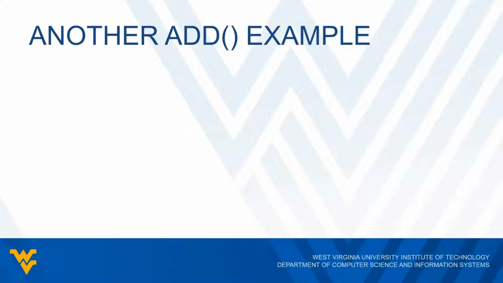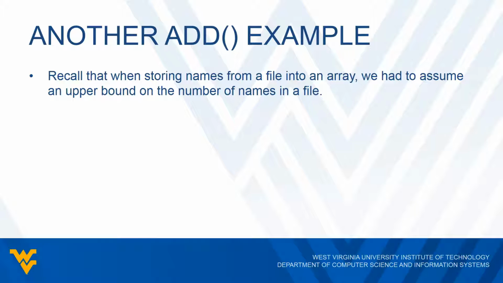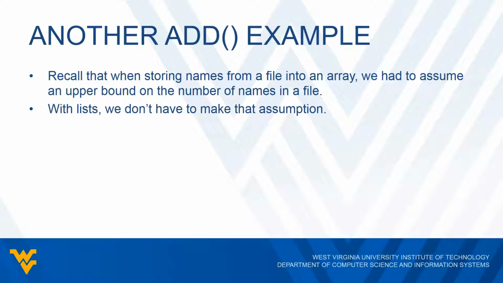Let's do another example where the add method is very useful. So if you remember from a previous lecture, we did an example of storing names from a file and put those names in an array of strings. We had to make some assumptions on the upper bound on the number of names in the file, because if we had more names than the array can hold, we would have a problem. What's nice about lists is we don't have to make that assumption anymore, because when we create the list, we don't have to specify the upper bound or the size of the list. We can just add each element as we go.